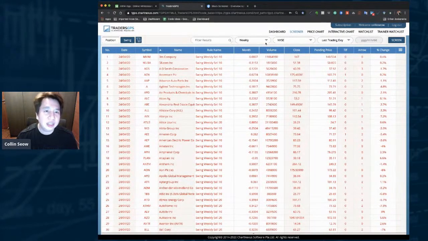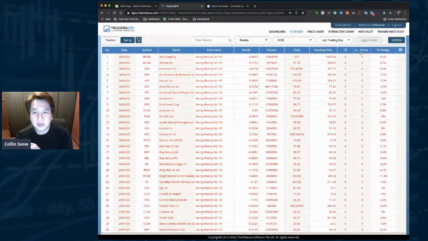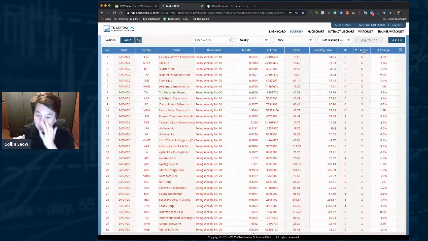So swing weekly, you are trading for how long? It means if you enter the stock, how long are you going to hold it for? 5 weeks, yes or no? Okay. Then next is ranked by arrow. Now you don't want a very impulsive trend. What you want is a stable trend. So you got the first one.